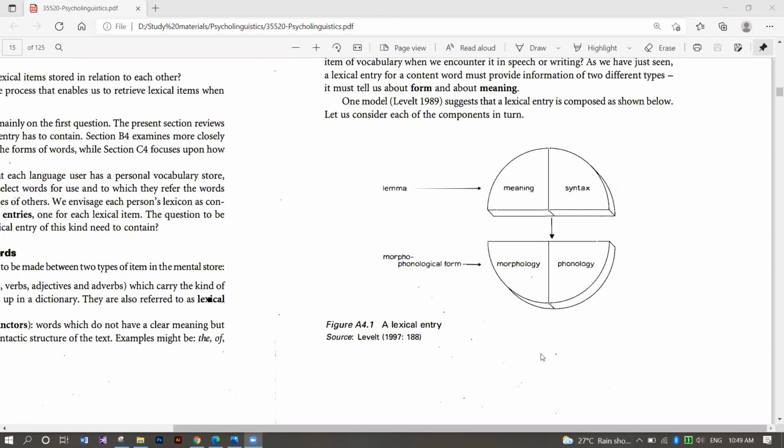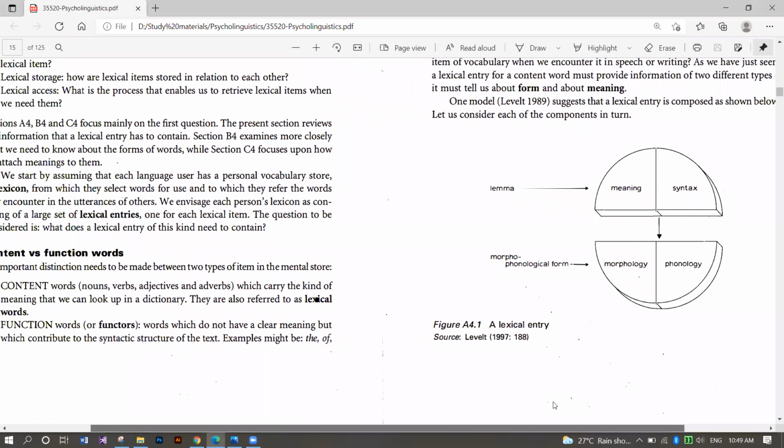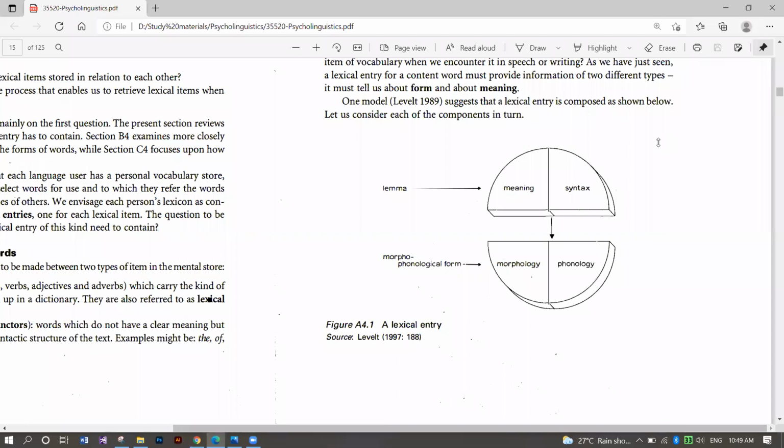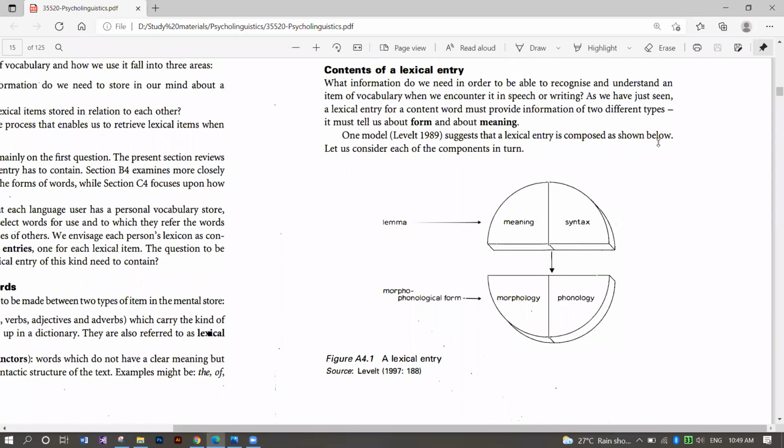So let's go ahead and study. Okay, wait. Keep this model over here. If you can see this meaning and syntax, they are connected with morphology and phonology. So if you look at this model, this lemma is actually the meaning and syntax. Why is syntax over here? Because, if you remember, I told you in the previous lecture that this meaning is associated with syntax.